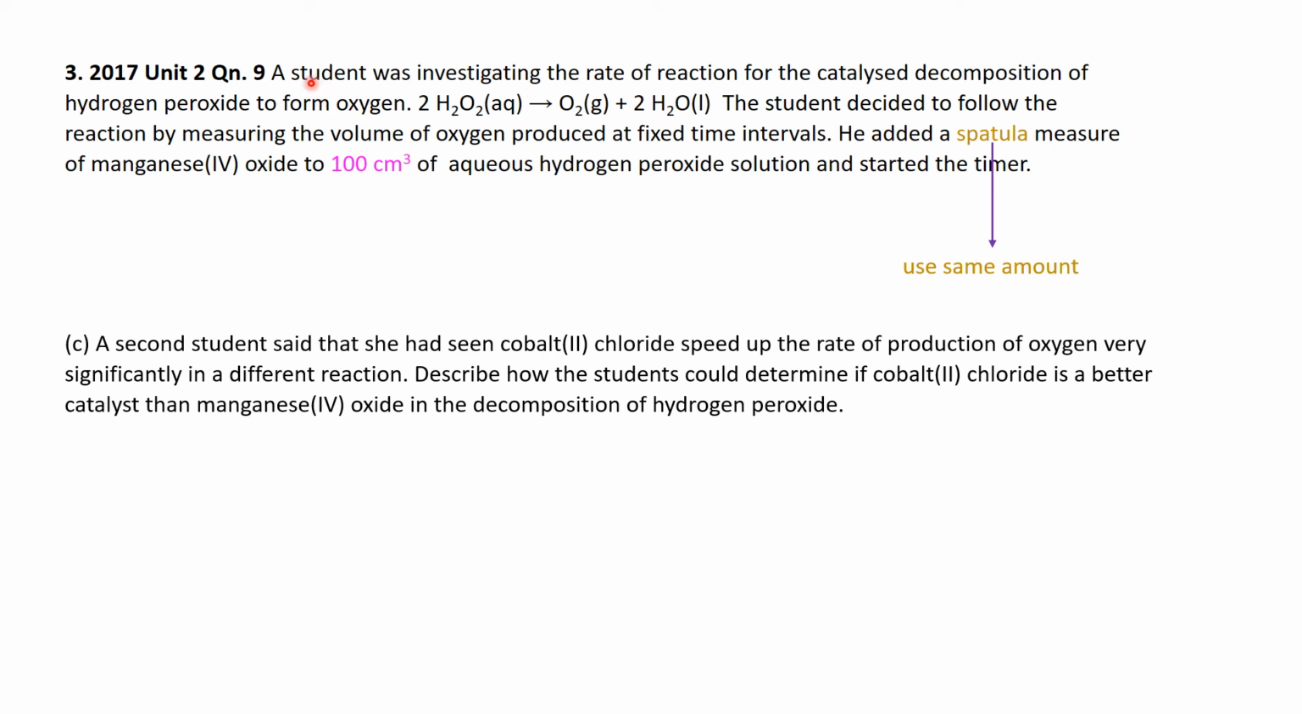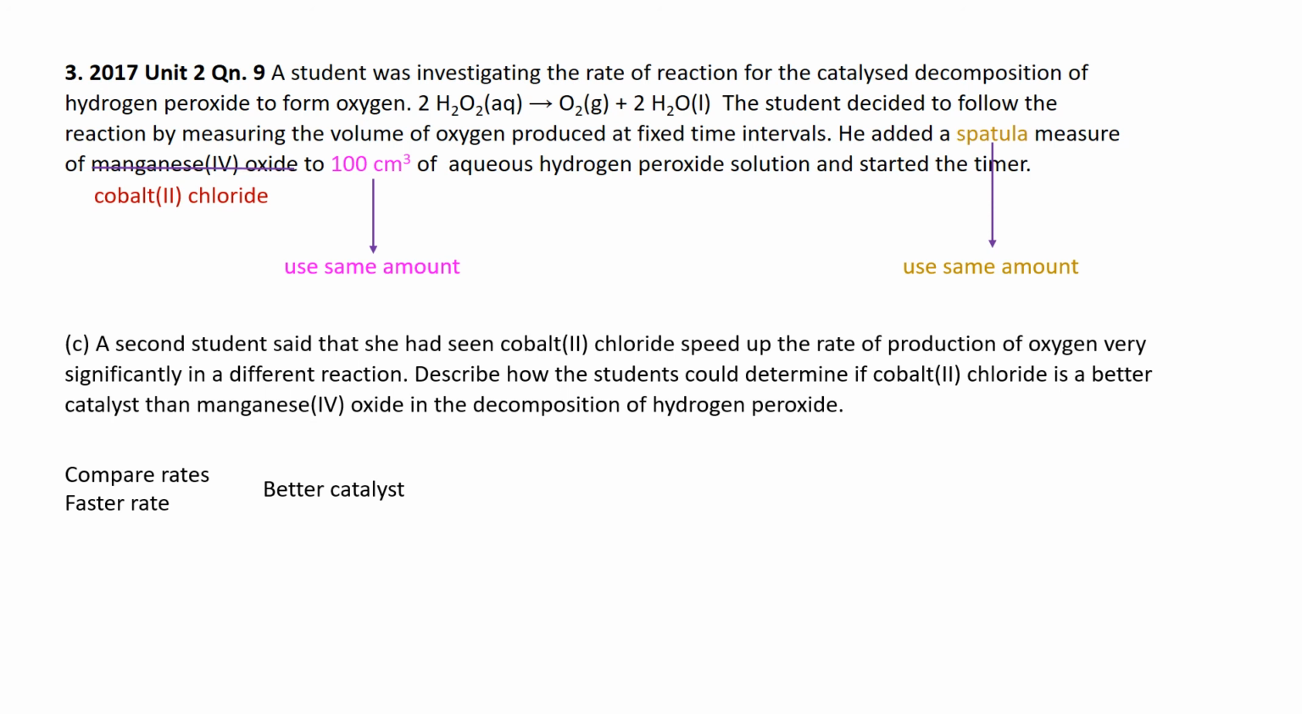But seeing as the first student was so sloppy as to just use a spatula, this young lady, the second student, should also use a spatula of it. Instead of manganese 4 oxide, you use the cobalt-2 chloride that we're investigating, and the same amount of the aqueous hydrogen peroxide solution. So everything the same, sloppy as it might be, except swapping out the catalyst. You would do those reactions and compare the rates. The one with the faster rate is the better catalyst.